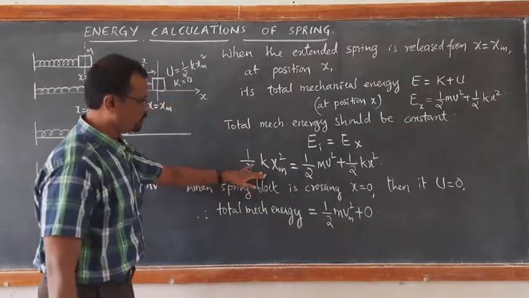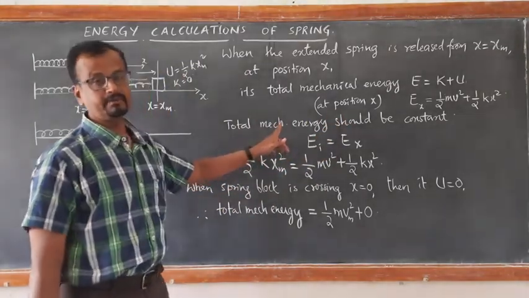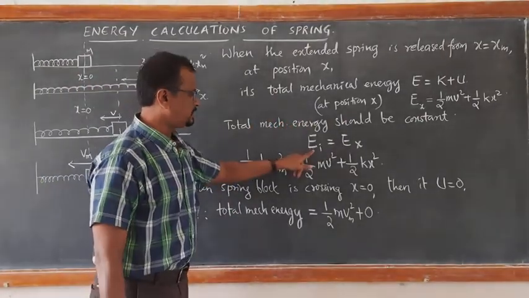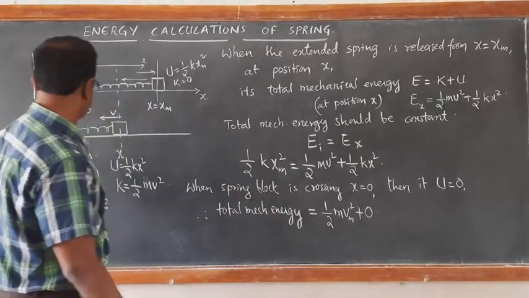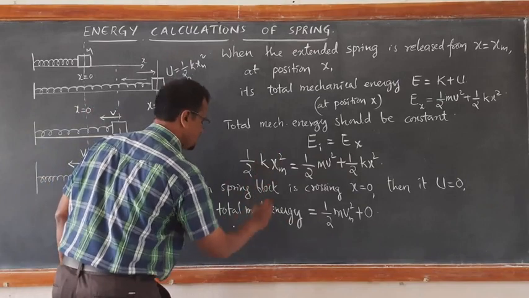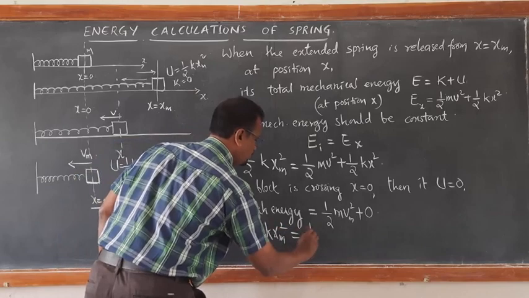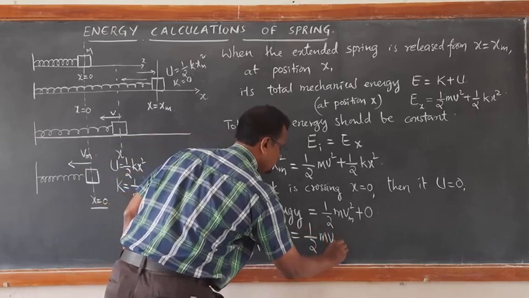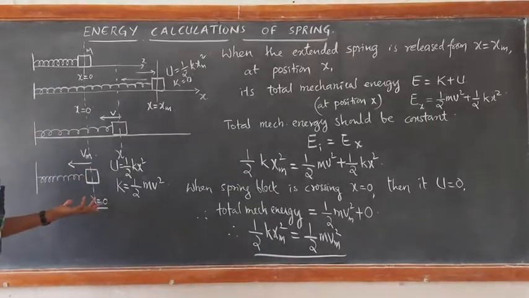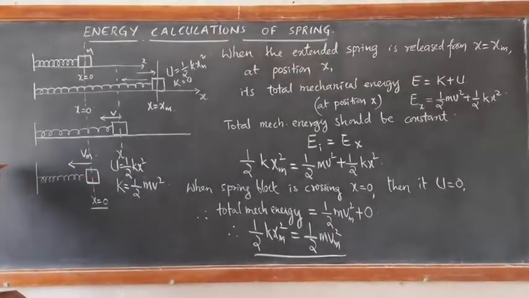Therefore, again invoking the conservation of mechanical energy, Ei should be equal to E0. Therefore, Ei is half kxm square. So half kxm square is equal to half m vm square. This is happening at the equilibrium position. Because of this reason, the block will not come to rest. It tends to move on the other side.